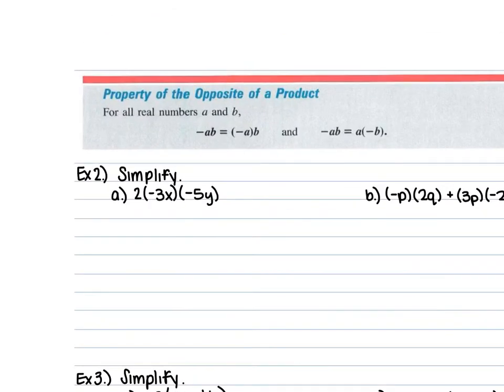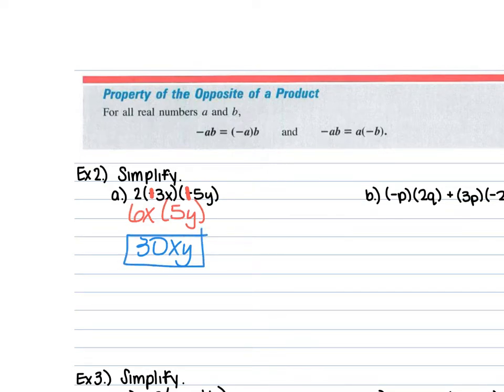Okay. If we look at example 2, we now have variables with our expression. So we have 2a, which is 2 times negative 3x times negative 5y. We know negative times a negative, we have an even number of negatives, so we're going to make those positives. And then we also have that 2 times 3x, which we can do, and that's going to give us 6x. And then we can multiply it by the 5y, because remember that turned into a positive. 6 times 5 is 30. Keep the x and the y. So 30xy.